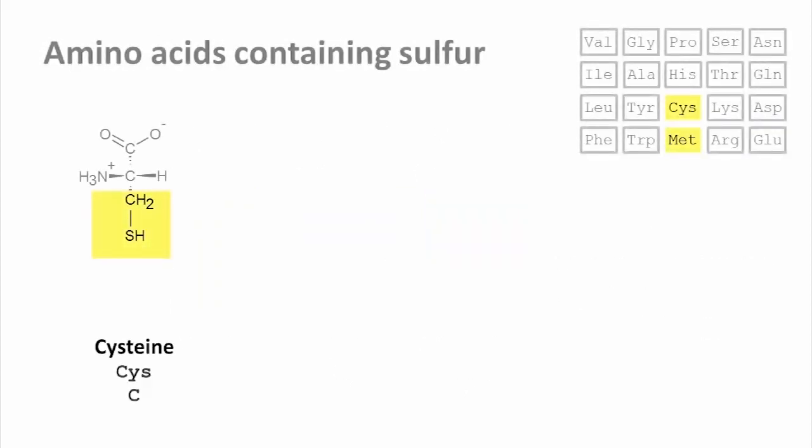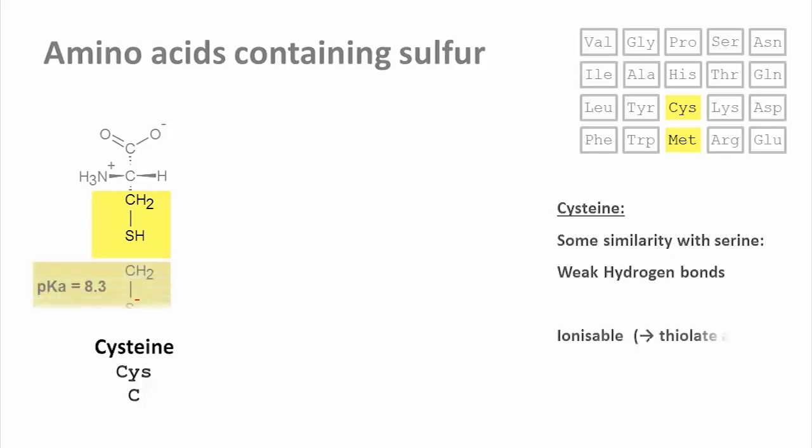Another unique amino acid is cysteine. It is basically the sulfur analog of serine and has some properties that are similar. For example, it is able to form hydrogen bonds, although these are weaker than those formed by hydroxyl groups. Compared with serine, cysteine is a much stronger acid. With a pK of 8.3 in water, and often less than that within a protein structure, the thiolate anion plays a role in many catalytic reactions.